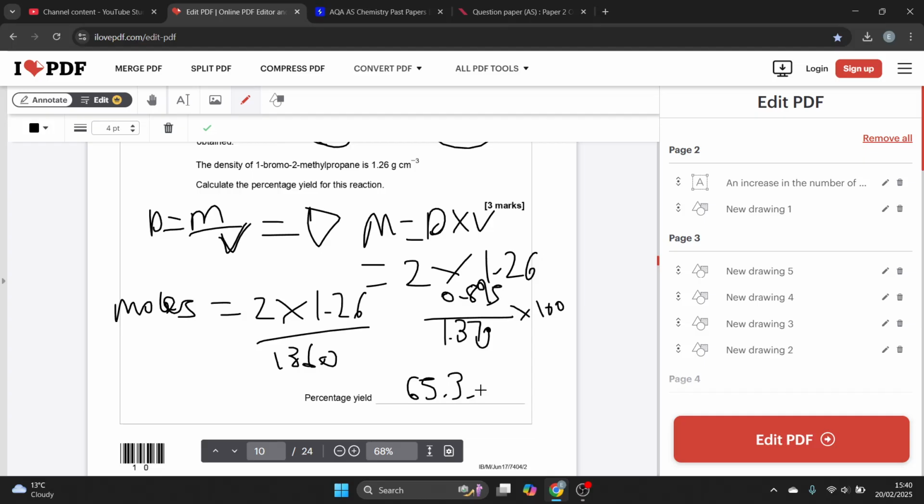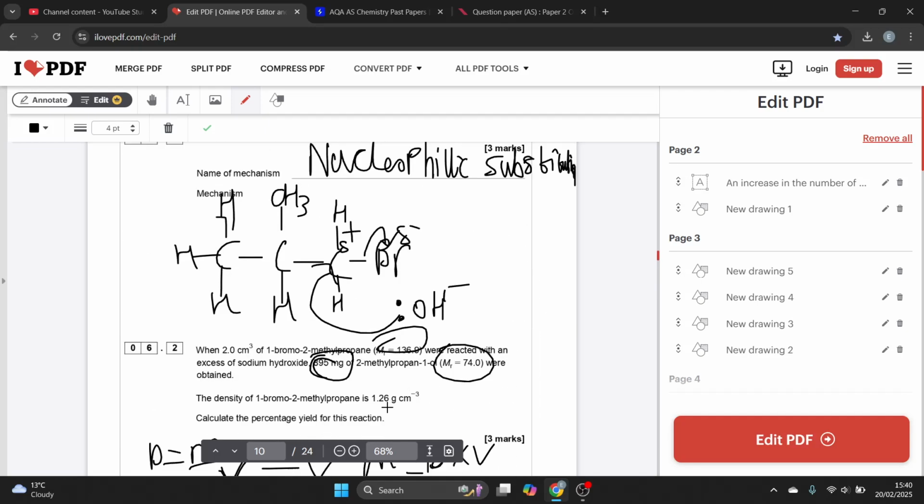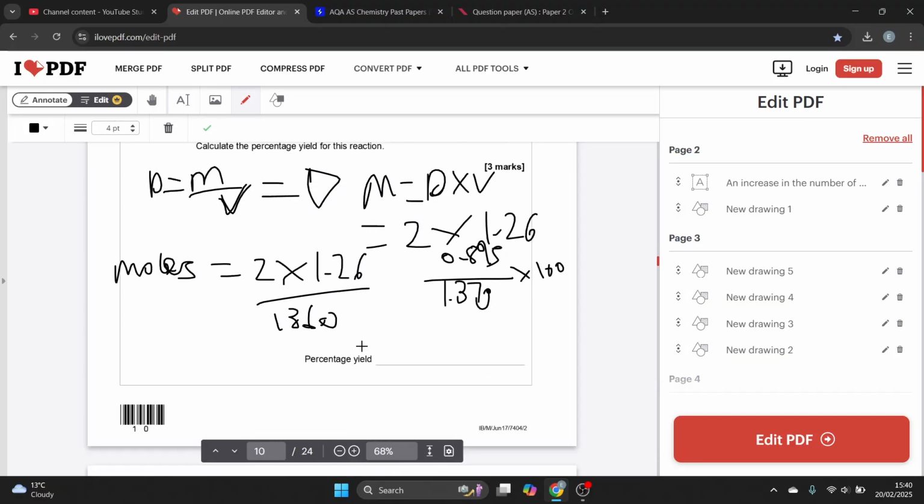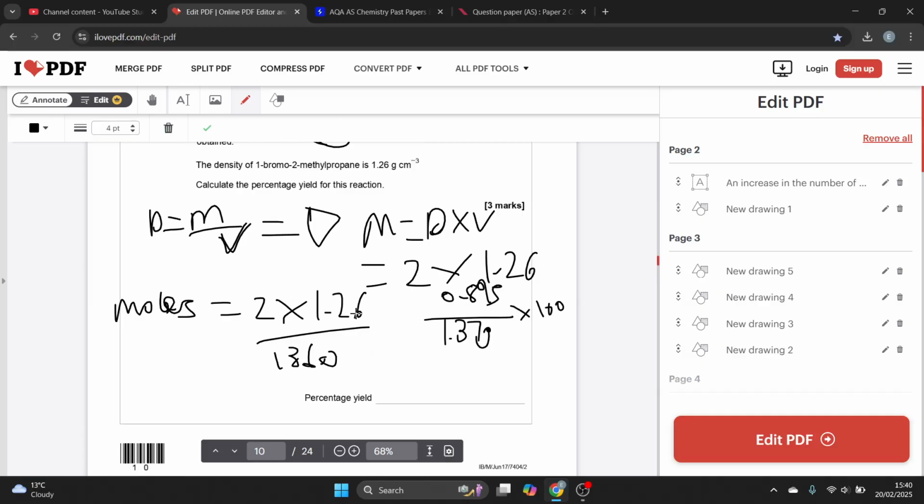The mark scheme says 65.7%, but it also says allow 65 to 67%, so that's fine. Find out the mass, find out the moles. Oh, it's because it's not 136.0, it's 136.9. I just misread that, that's why. Now, let me try it again. 136.9.